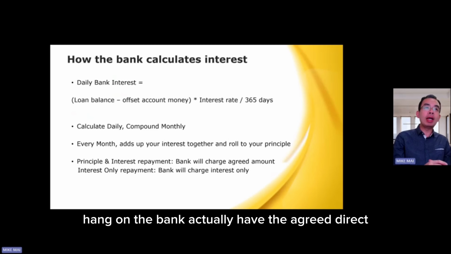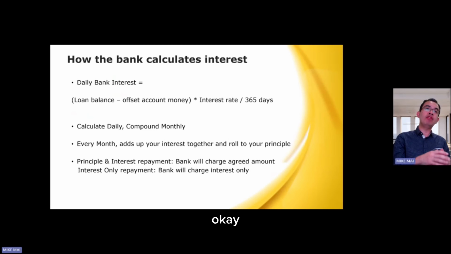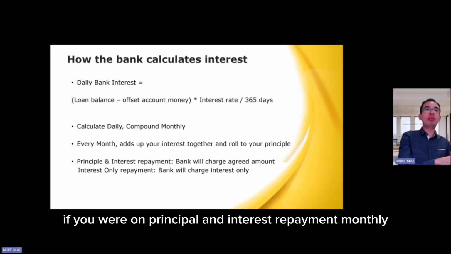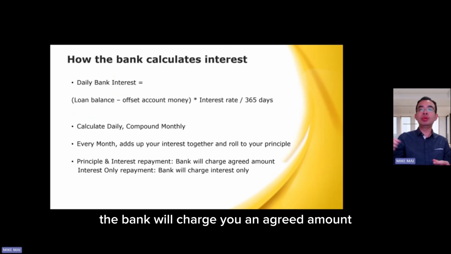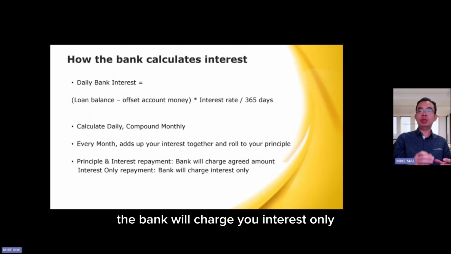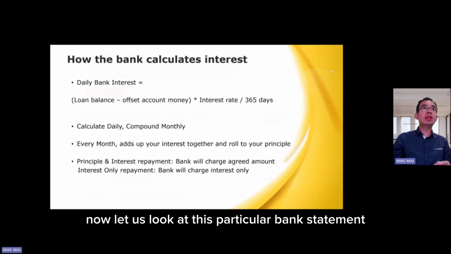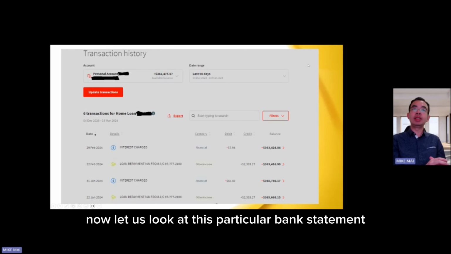Hang on, the bank actually has the agreed direct debit with you when you set up your loan. If you were on principal and interest repayment monthly, the bank will charge you an agreed amount to pay back the loan. If you were on interest only, the bank will charge you interest only to pay back the loan. Now, let us look at this particular bank statement.